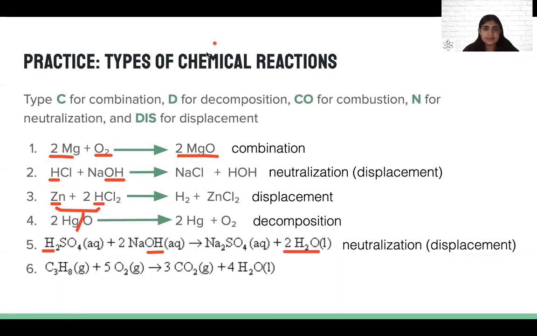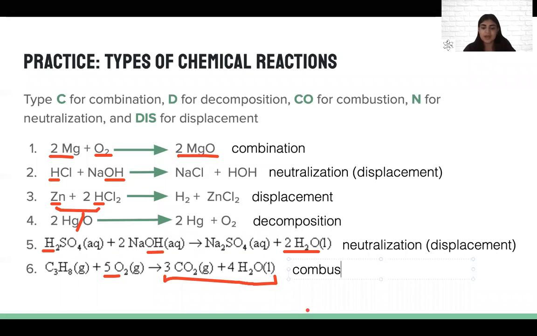And lastly, we have over here C3H8 plus 5 oxygens gives us carbon dioxide and water. And since I know that we are getting carbon dioxide and water and that we are using oxygen as a reactant with some molecule with carbon and hydrogen, we are lighting something on fire. So this is going to be a combustion reaction.